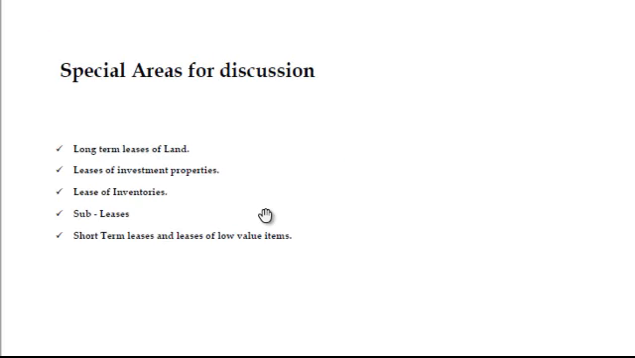The third point, leases of inventories. One may say that inventories should be excluded from IFRS 16. No. Any leases of inventories are also within the scope of IFRS 16, but it's a very rare circumstance. The fourth one is subleases. Subleases also fall under IFRS 16. And the fifth one is short-term leases and leases of low value items.